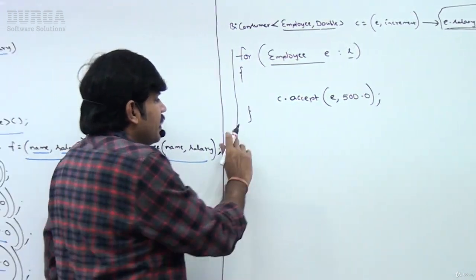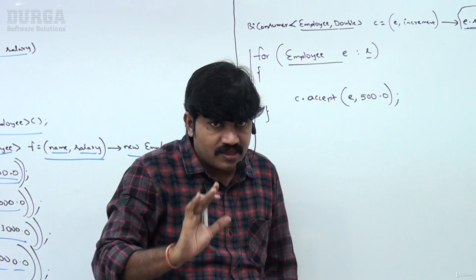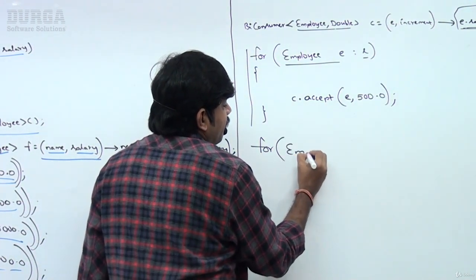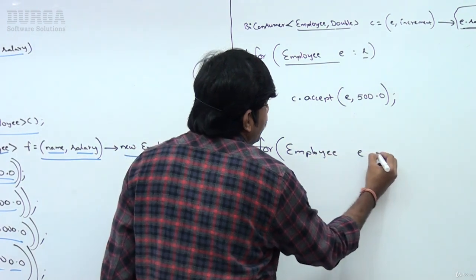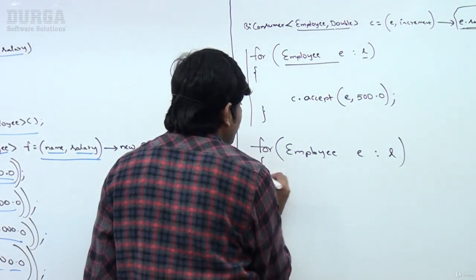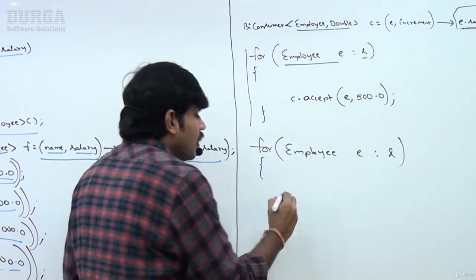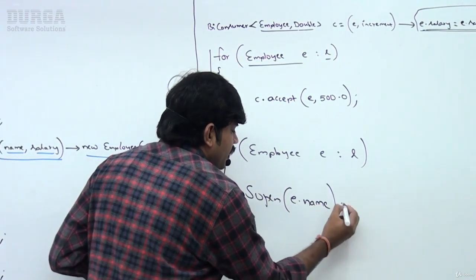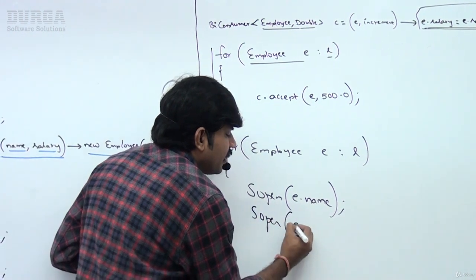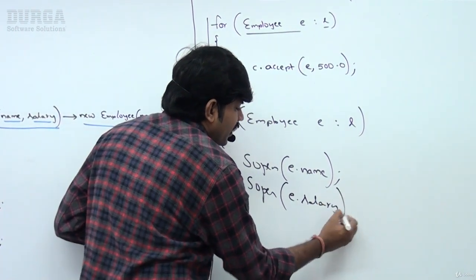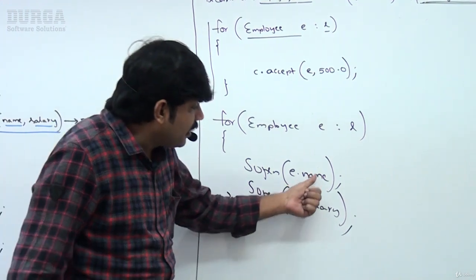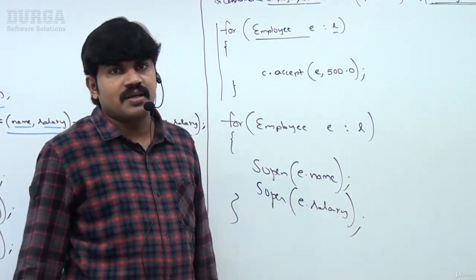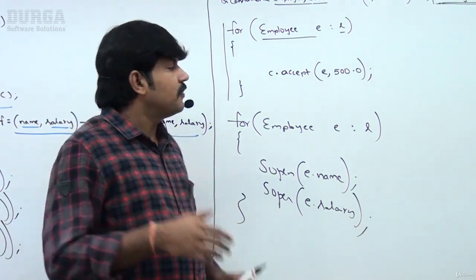Now I want to check whether the salary is really incremented or not. Very simple. For each employee e in l, System.out.println(e.name), System.out.println(e.salary). For every employee, can you please print name and salary? Sir, whether the salary is incremented or not, now you can see. Okay, that's all. Beautiful concept. Have you observed, right?